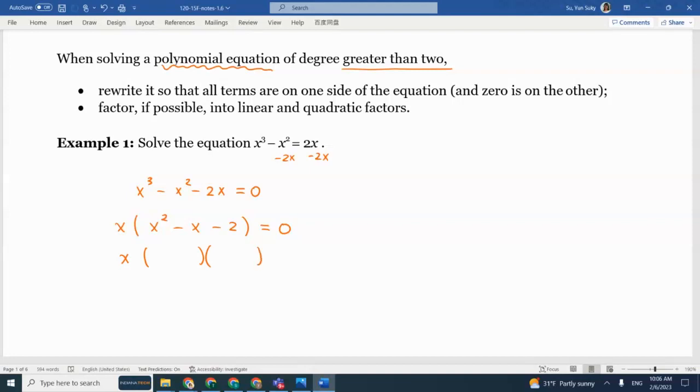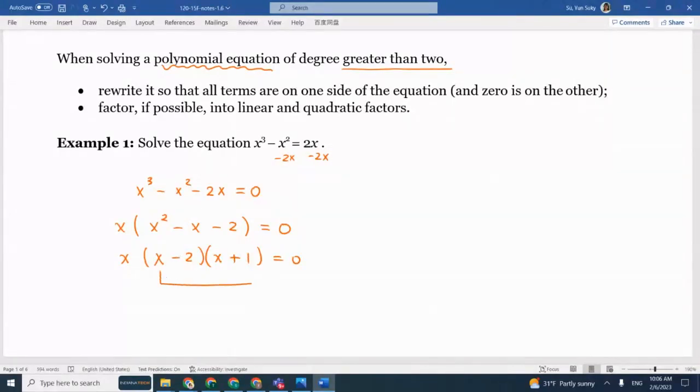Okay, so x squared. What are the factors of x squared? X and x, right? X and x. Then you look at the constant term, which is -2. What are the factors of -2? -2 and 1. Yeah, -2 and 1.